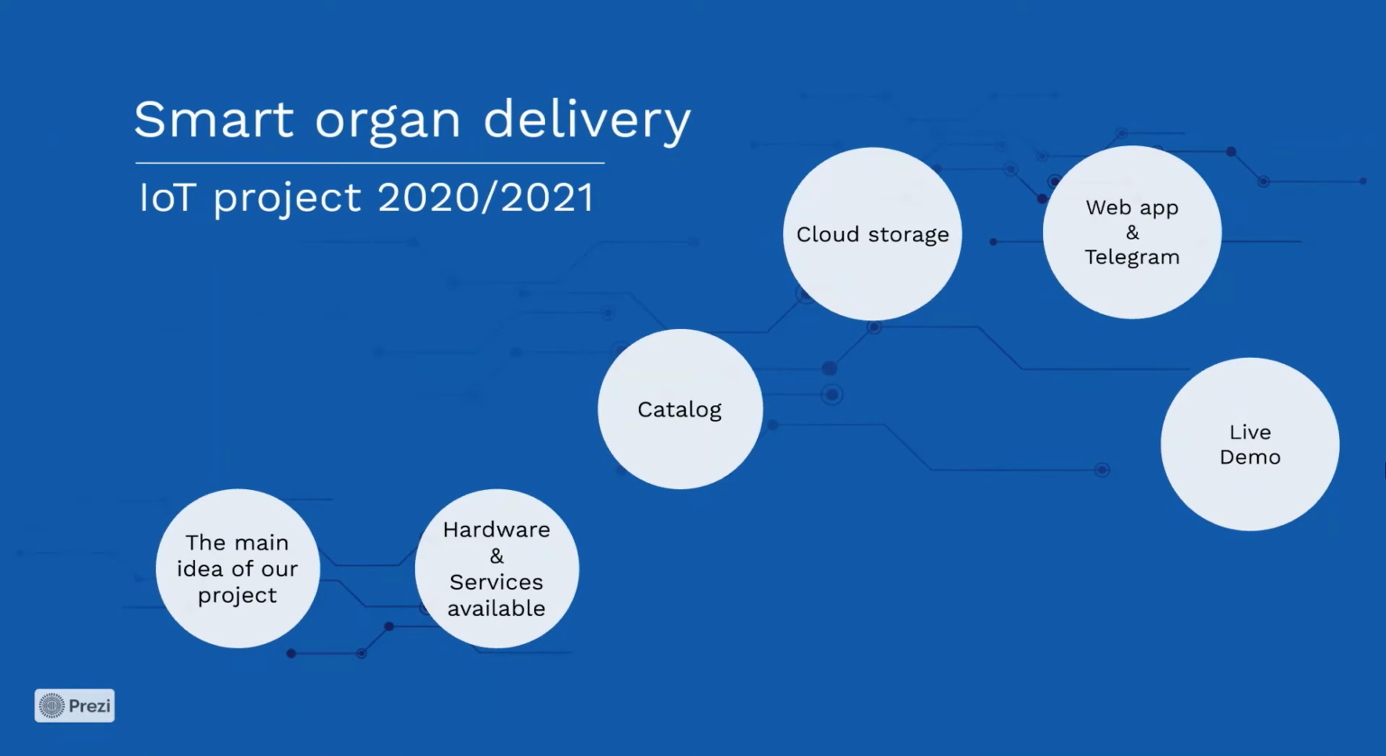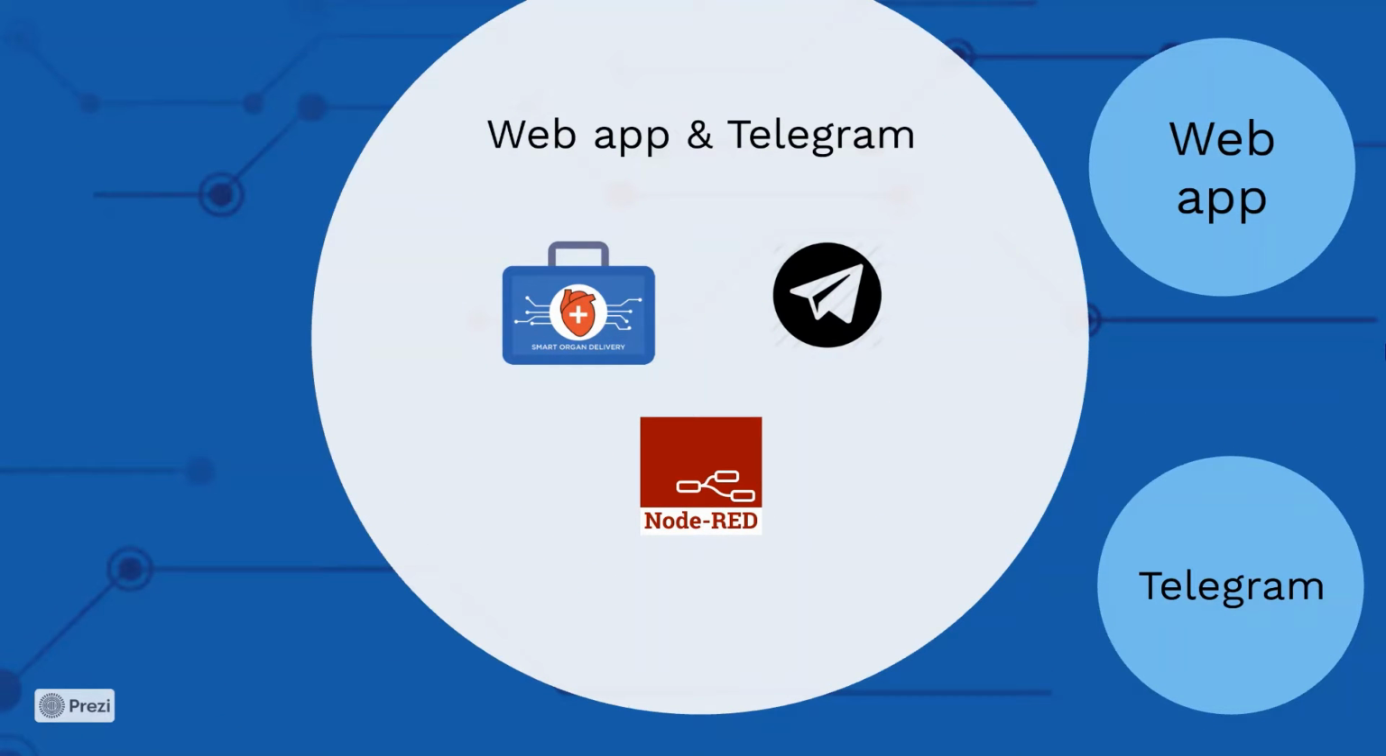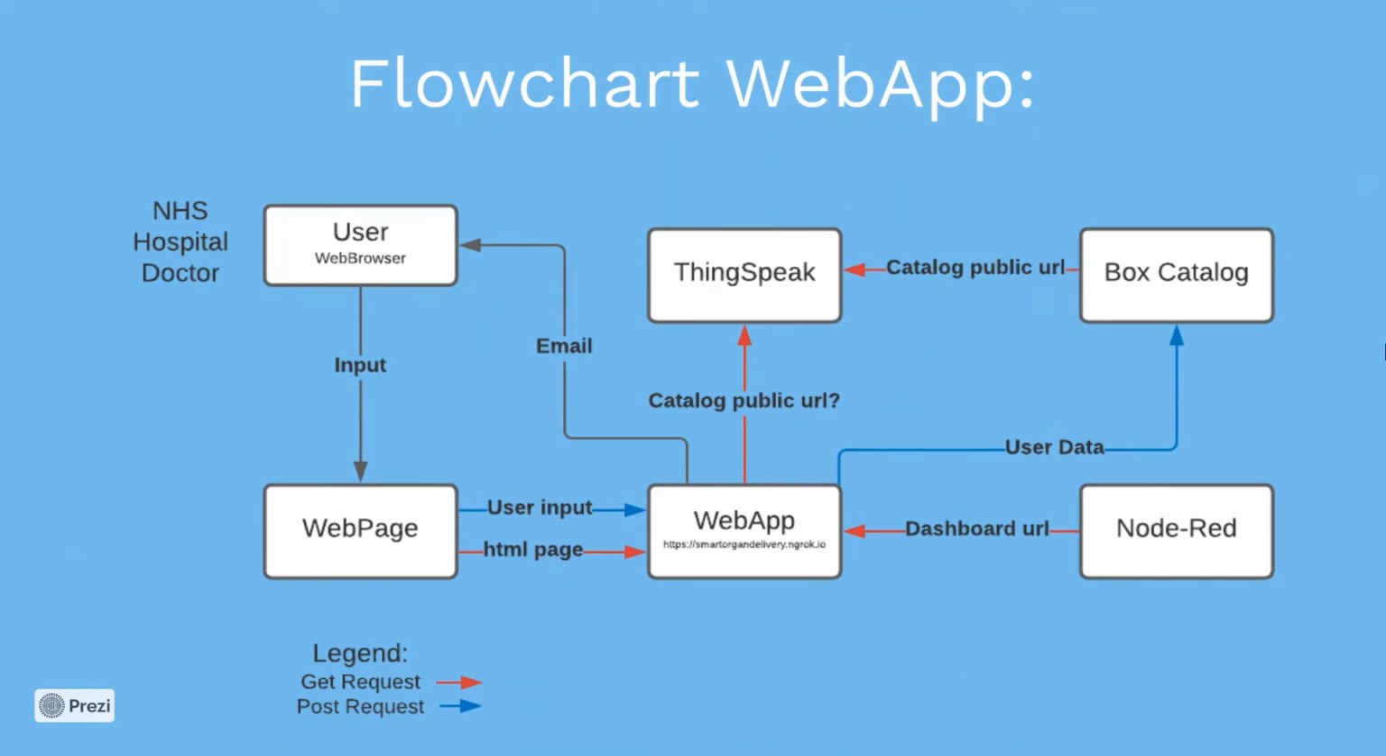Users, such as doctors and hospitals, can keep track of the data for each box using a specially developed web application. In addition, the surgical team waiting for the organ and the transport team can receive notification via the Telegram bot. From the web application point of view, at first it makes a GET request to the TeamSpeak where the public URL of the catalog is saved.